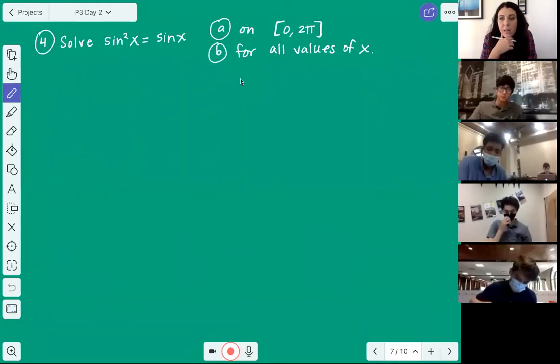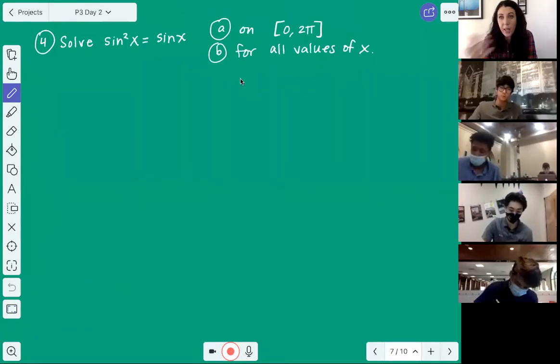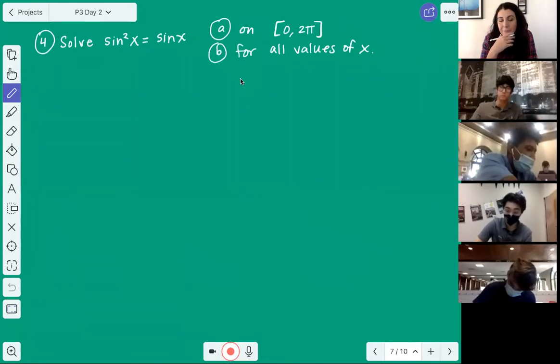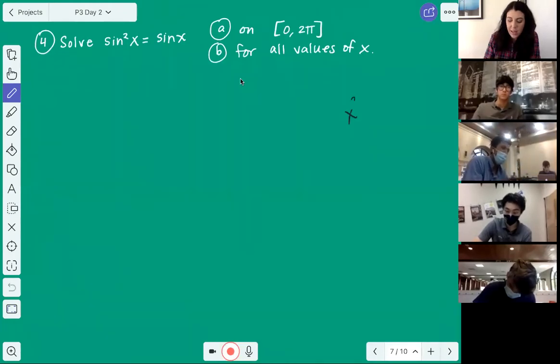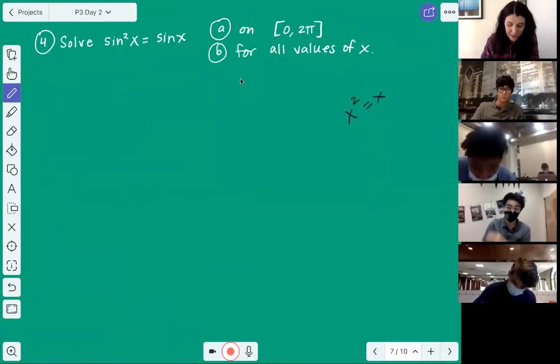Solve sine squared x is equal to sine x. And we're going to do it again. We're going to do from 0 to 2 pi and then for all values, because those are the two kinds of questions you're going to see. A mistake I commonly see on a problem like this is students will cancel out a sine. You should not be canceling out a sine. If I have x squared equals x, you shouldn't be canceling out an x. What you should be doing is subtracting it, because it's kind of like a quadratic.